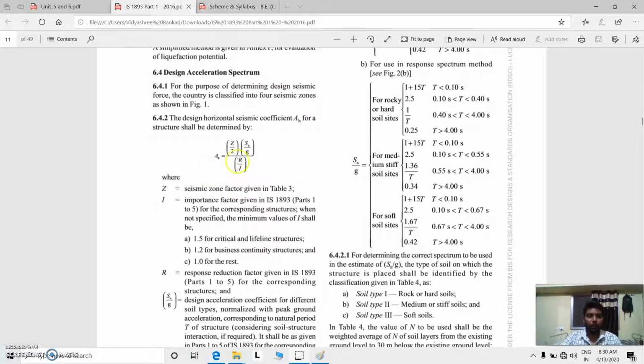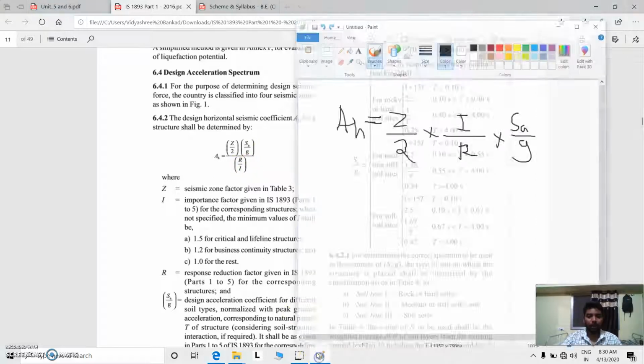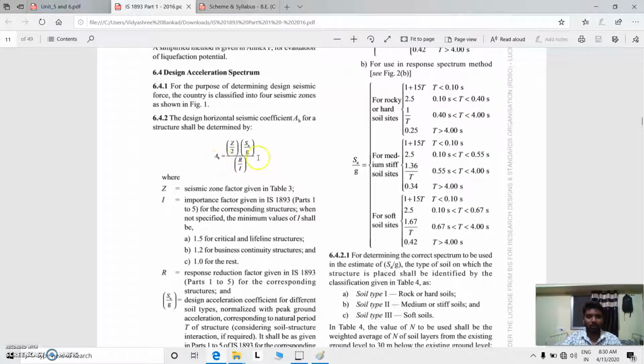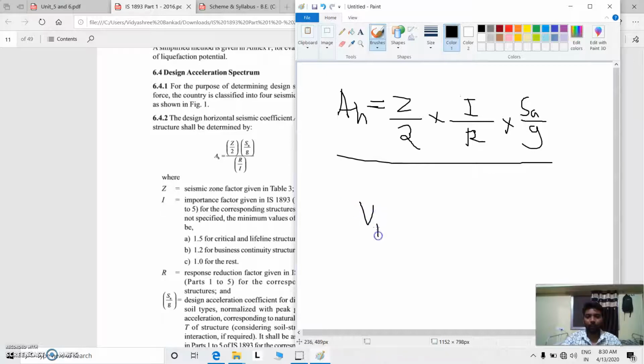So here we have the formula for the horizontal seismic coefficient, AH, right? For this formula we have Z by 2, SA by g, and the whole thing divided by R by I. That we can write as AH equal to Z by 2 into I by R into SA by g, right? This is a part of the formulas that we need to compute the design horizontal force, which is denoted with VB, right?